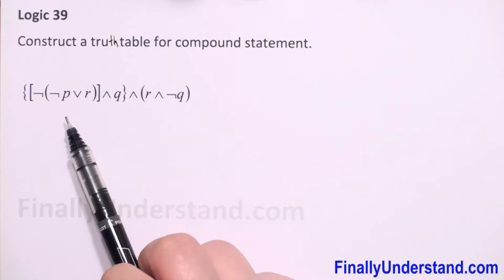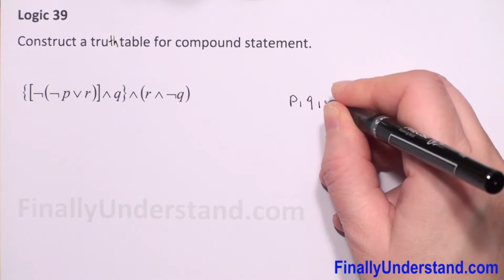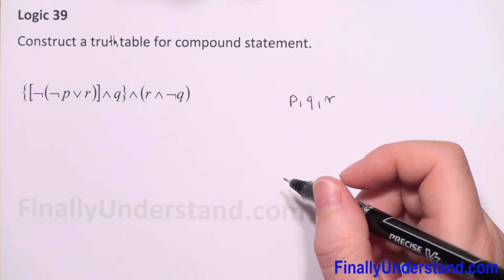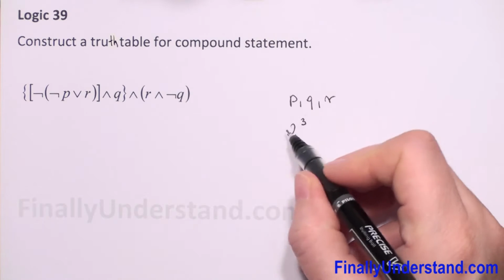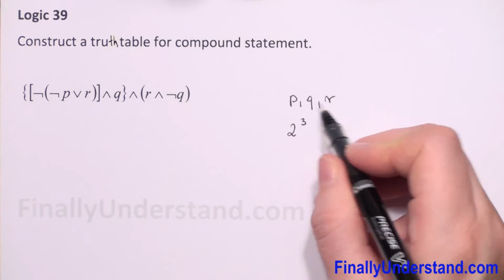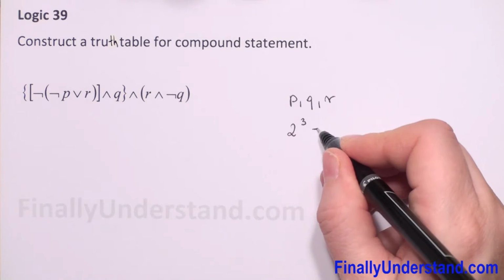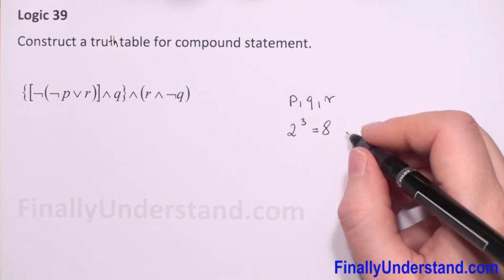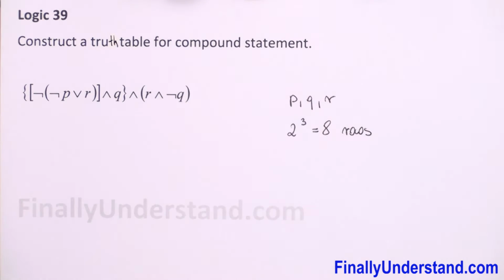We have to construct a truth table for a compound statement. We have here simple statements P, Q, and R. So the standard form has 2 to the 3rd, because we have 3 simple statements, so this is 8. So we have to have 8 rows in our standard table.